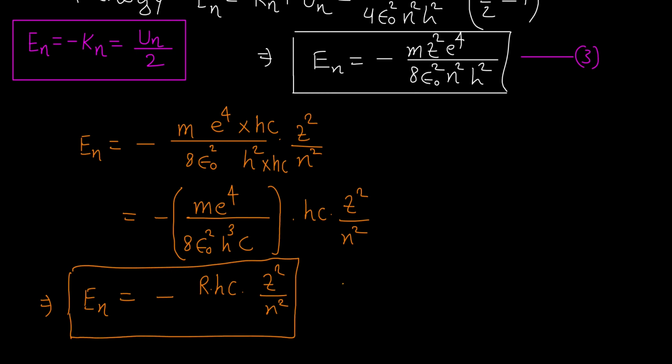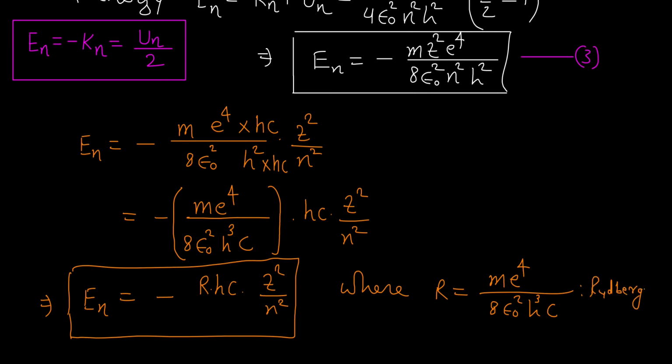So R is equal to m e⁴ divided by 8 ε₀² h³ c. This is known as the Rydberg constant. I have told about this constant before also. And what is its value? The value of R, as I have told before, is 1.09 into 10 raised to the power 7 per meter. You should remember this. So this is the final result.